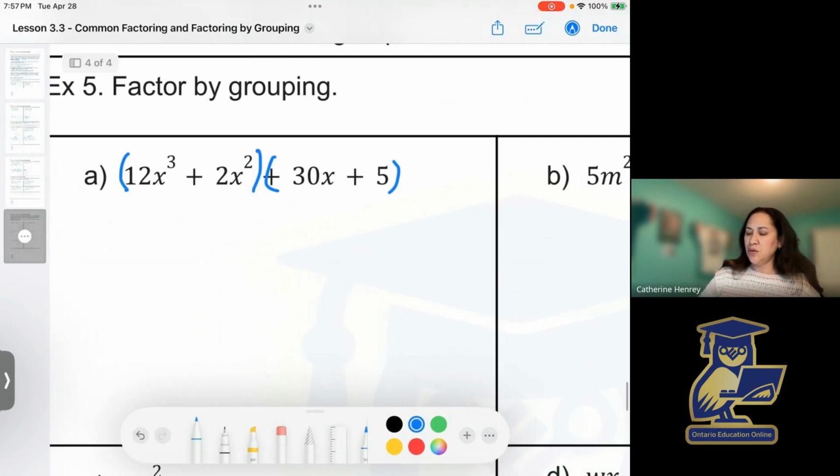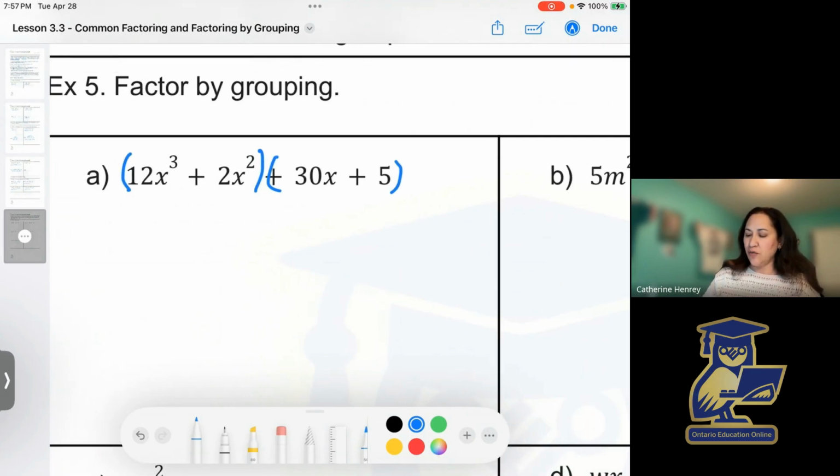Once you group them, you look for a common factor. So first, I'm only going to focus on this bracket. Between 12x cubed plus 2x squared, I can at least take out a 2, and I can take out an x squared from both terms. So what's that going to leave? 12x cubed divided by 2x squared is going to leave me with 6x, and 2x squared divided by 2x squared is going to leave me with 1.